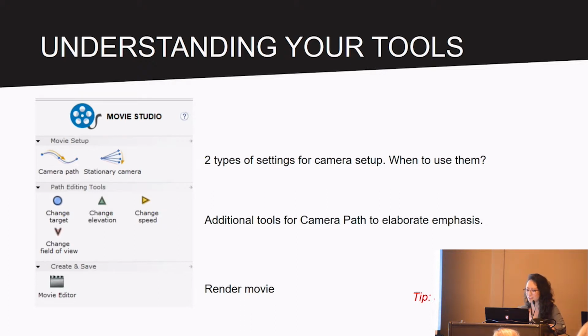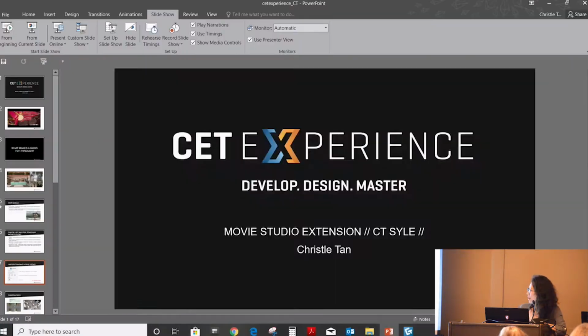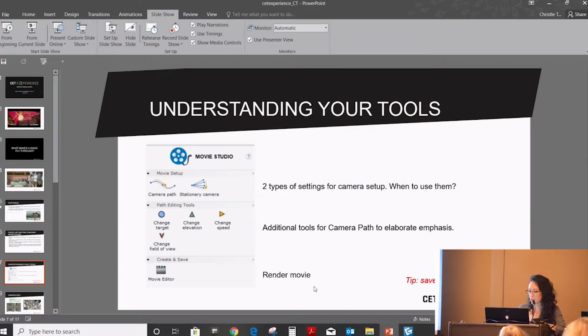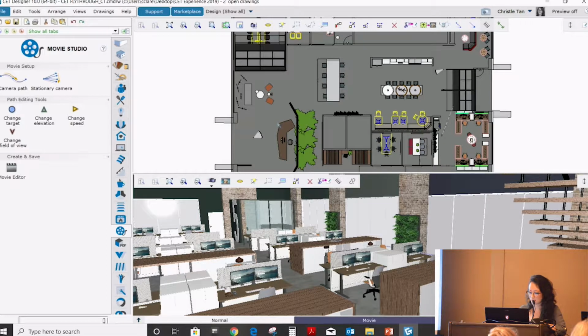There are additional tools for the camera path to elaborate emphasis: change target, change elevation, change speed, change field of view. I personally don't use these tools because it's almost the same thing as the ceiling and lighting, where I'd be spending hours adjusting this, and you would notice. I'll do a demonstration on this, because you have to play with it and spend that extra time. Just know that you're going to have to spend extra time making this not nauseous. It's tricky. It does do this huge speed throughout, but here I'll demonstrate it.